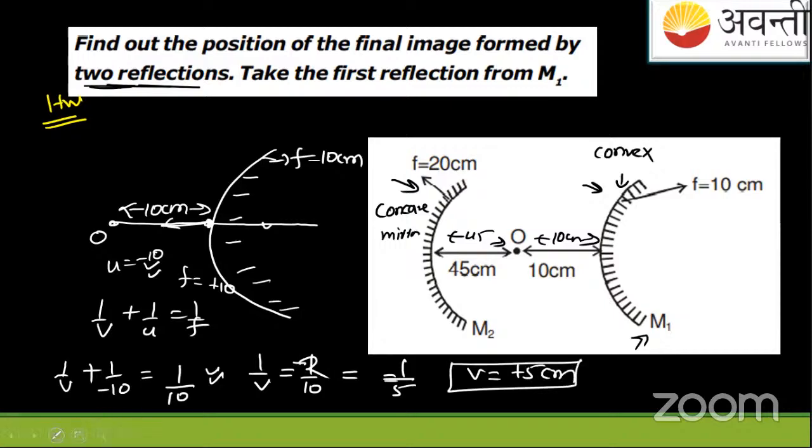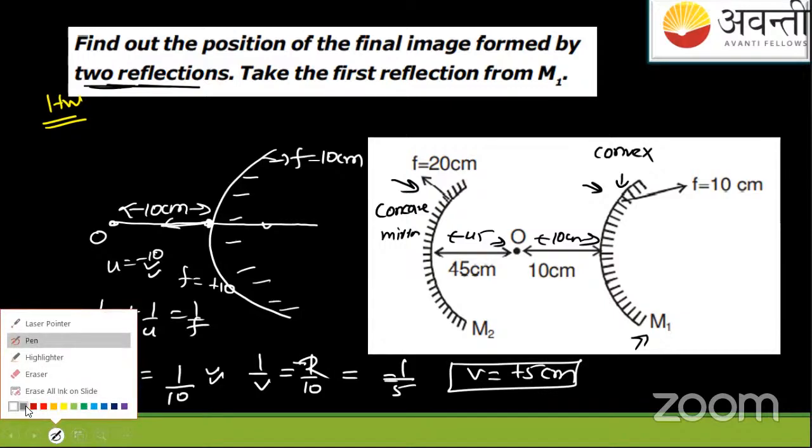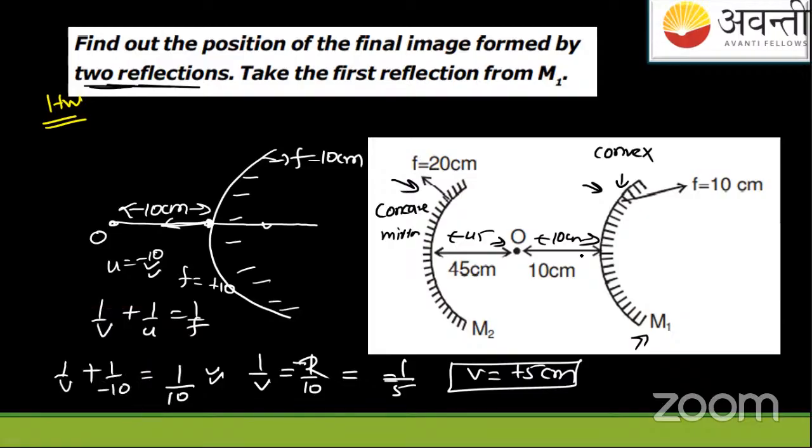So the image formed due to this first reflection is at plus 5. What do you mean by plus 5? It means going from the pole, or vertex, in the direction of the rays, which is the positive direction. So it is here, plus 5.